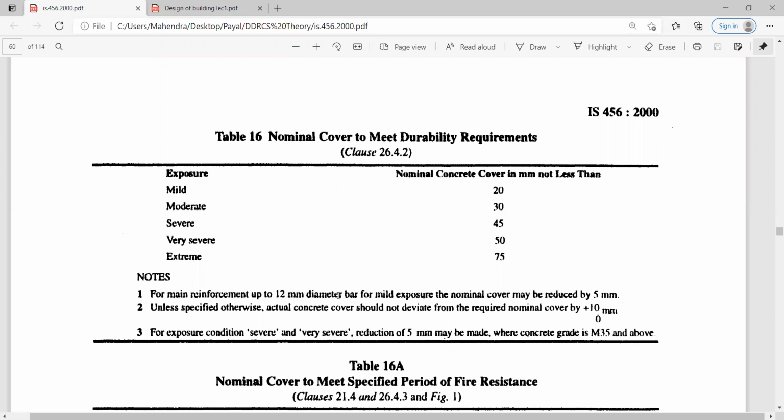So for main reinforcement, if your diameter is up to 12 mm, then you can reduce it by 5 mm. That means if you have provided 20 for mild steel, you can reduce it by 5 mm if your diameter is up to 12 mm. So remember this clause, that is 26.2, and it is table number 16 of your IS 456-2000. For mild steel, we are going to take it as 20. And if our main reinforcement is up to 12 mm diameter, the nominal cover may be reduced by 5 mm.